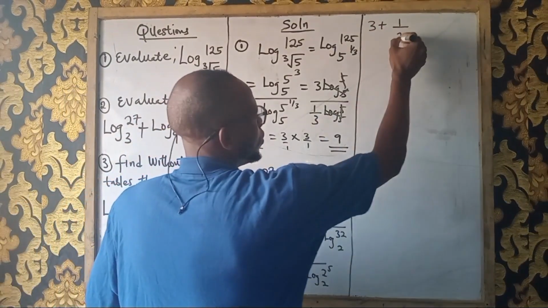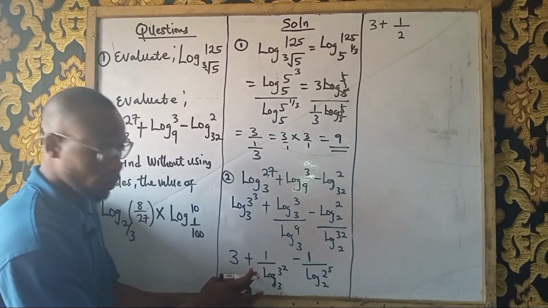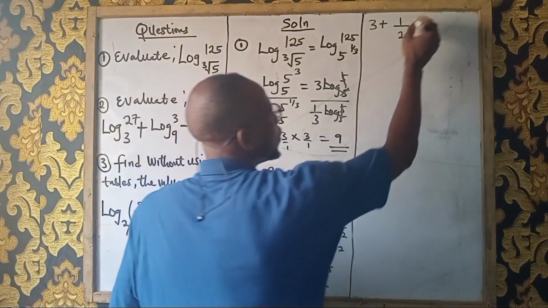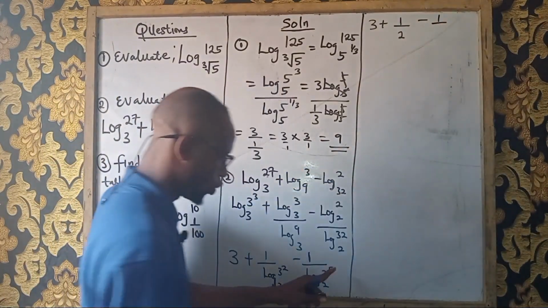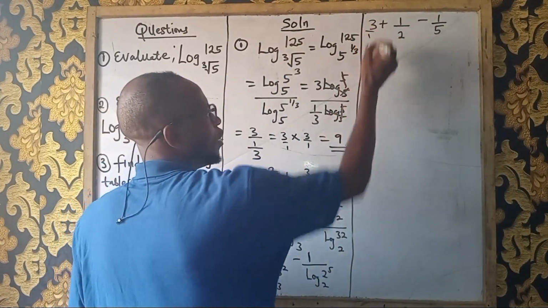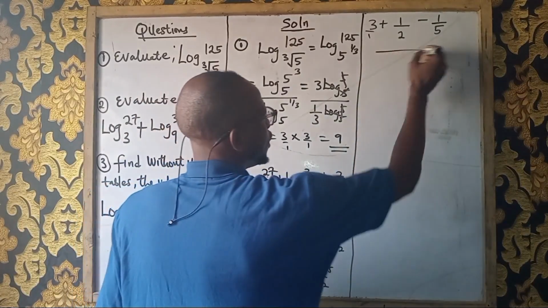Because when you transfer the 2 to the back of this log, you have 2. So this is 1, so minus 1 over, this is also going to be left with 5. So we now have the LCM. The LCM of this is 10.